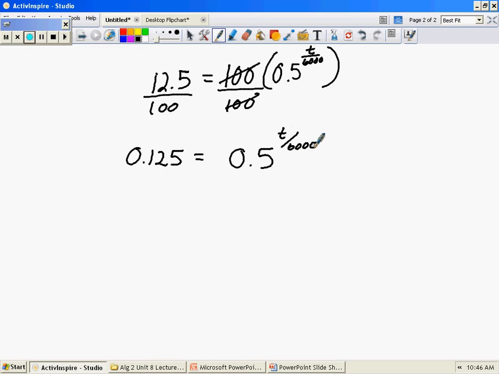Now we're going to change this to log form. All right? So here we go. What's the base? The base is the thing that's being raised to a power. So what's the base? 0.5. And the antilog, what's the thing that we're taking the log of there? The thing it equals, right? 0.125. And then it equals the exponent, which is t over 6,000.